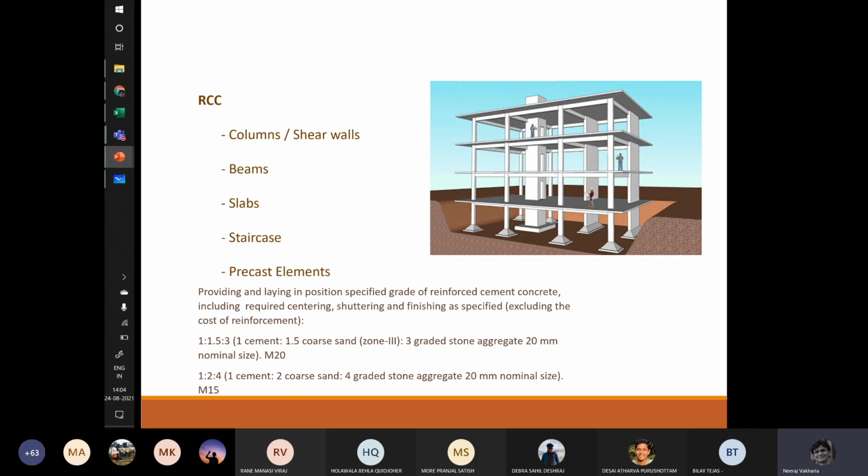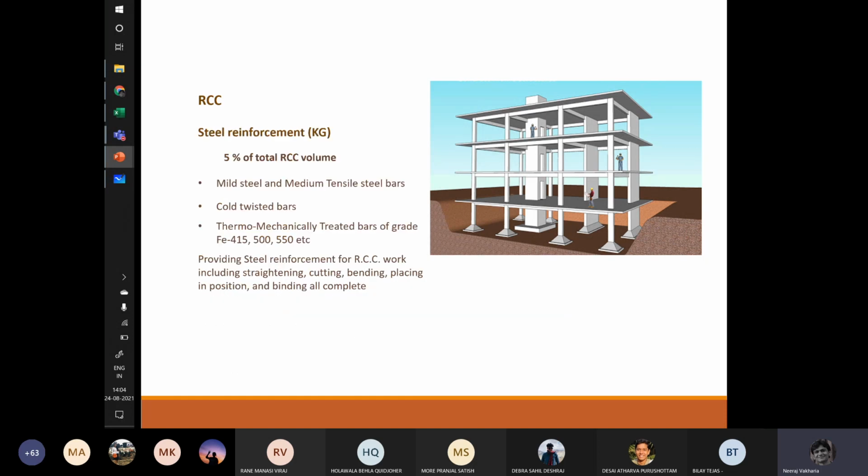Even if the volume is less, still the cost of it is a major thing when we are calculating BOQ. Okay, which is steel reinforcement. So steel reinforcement, when we are calculating it, of course it would be pretty difficult to calculate all the bars which are there in the whole structure.